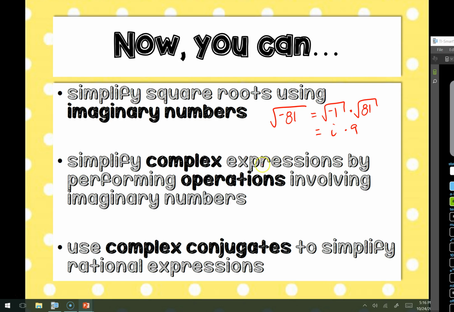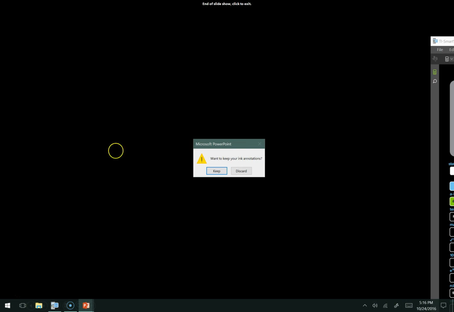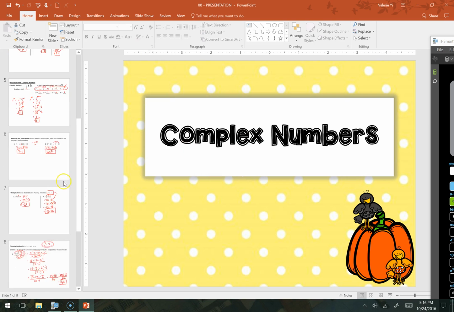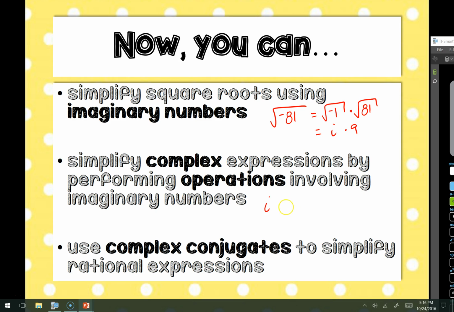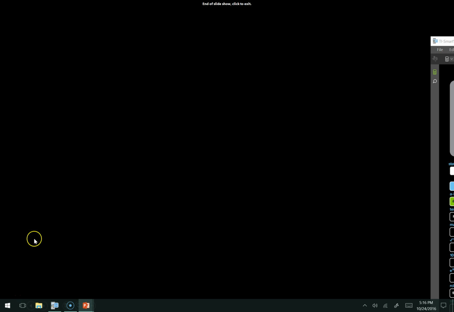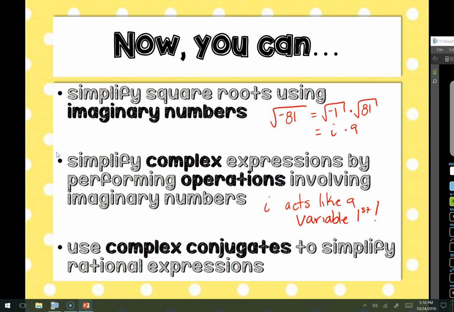You can simplify complex expressions by performing operations involving imaginary numbers. Remember, the imaginary number acts like a variable first, and then you can simplify it further. And finally, you can use complex conjugates to simplify rational expressions if there's an imaginary number in the denominator. So go ahead and give those a try now.